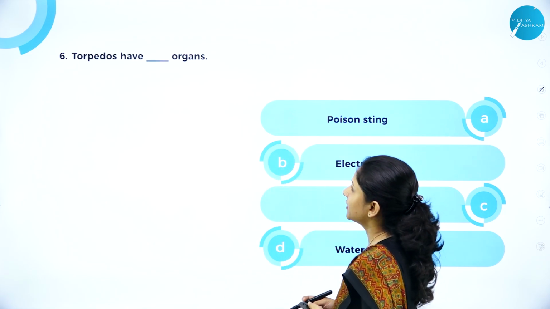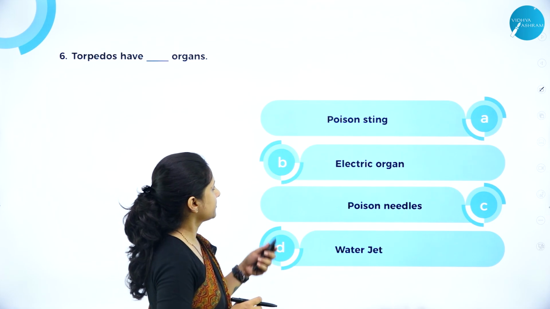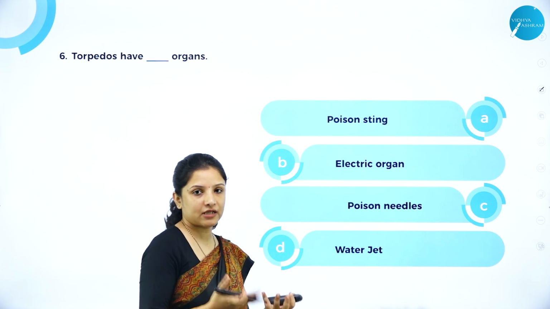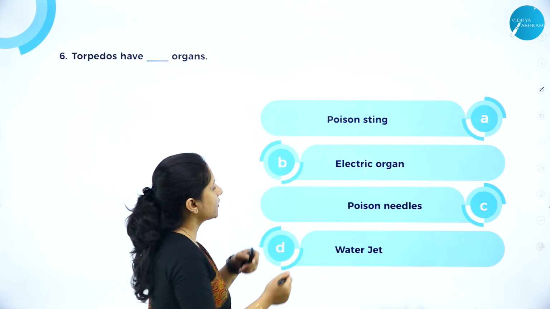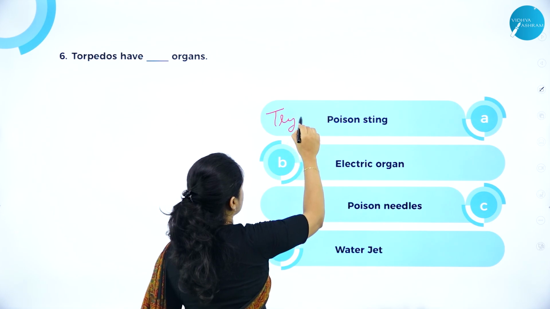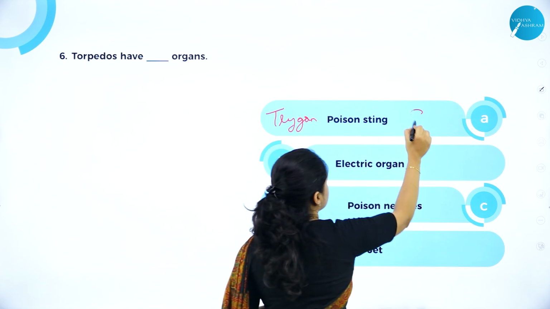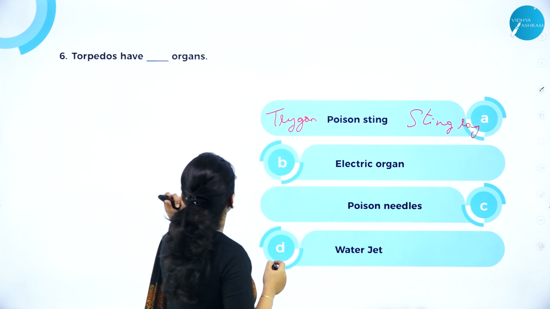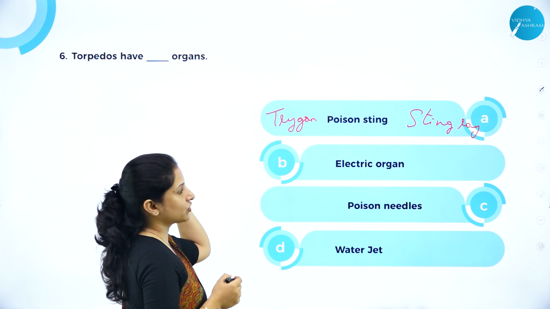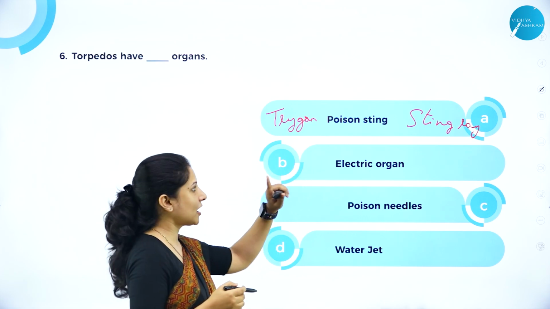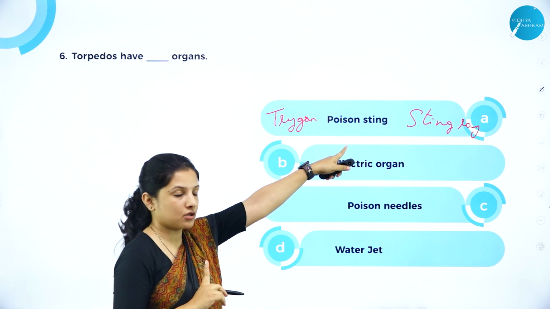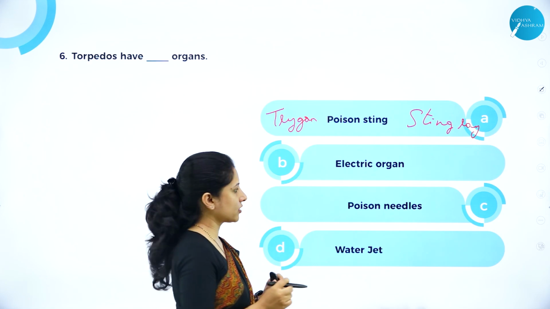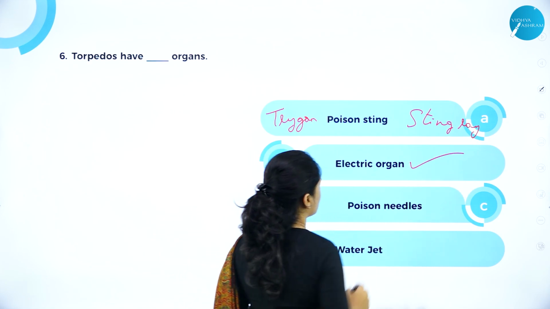Next, torpedoes have dash organs. Poison sting, electric, or they can ask, trygon have dash organs. So poison sting is found in trygon. Okay, it is stingray. It is also called stingray. So if they ask trygon have dash organs or stingrays have dash organs, that time you have to choose option A, because they have poison sting. Now torpedoes, they have electric organs in them. They have electric organs, option B.